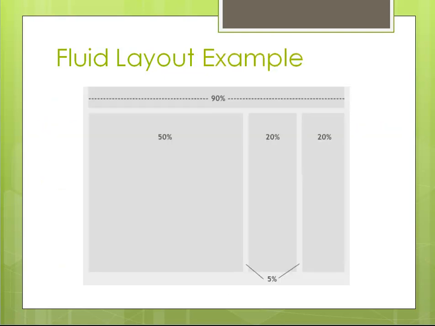So let's take a look at an image. So here we have a header which spans 90% of the window, a main content area 50%, and we have two sidebars at 20% each, but we have 5% of padding. Okay, so that all equals to 90. Now the width of this is going to change if we minimize the browser a little bit, but without media queries we're not going to be able to move these sidebars. It's going to be squished in there, all three rows. So that's where media queries come in, which we'll talk about in a second.